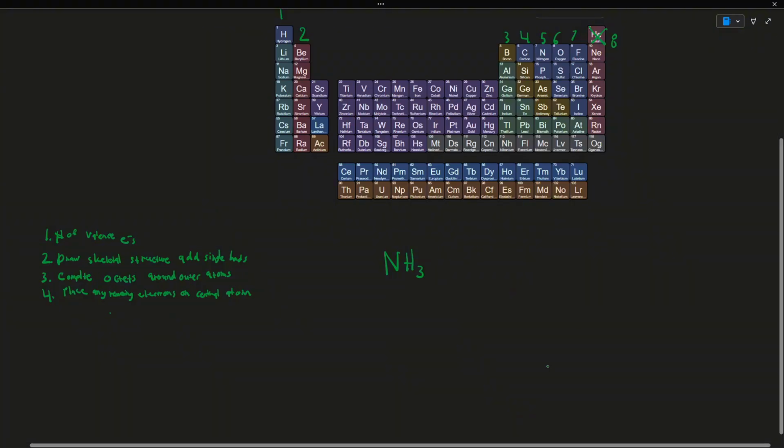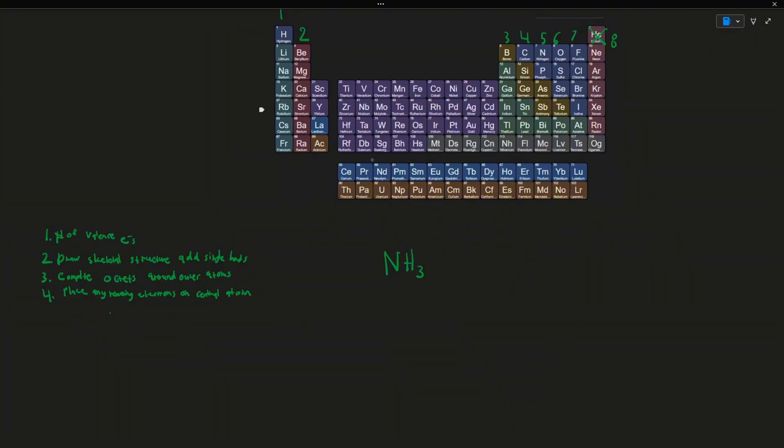So if you were to count the valence electrons, you would see that hydrogen has 1 and you have 3 hydrogens, so that's 3. And then you have 1 nitrogen and nitrogen has 5, so that's 5 more. And so you have 8 valence electrons in total. So we draw the central atom, which would be nitrogen, then single bonds connected to the other atoms, in this case hydrogen, and you have 3 hydrogens.